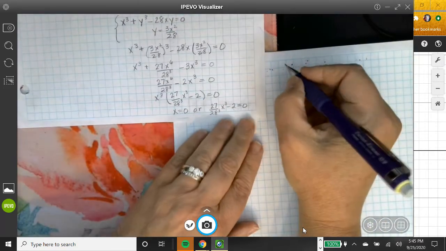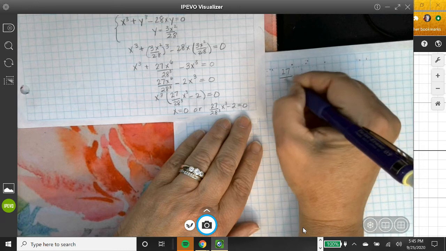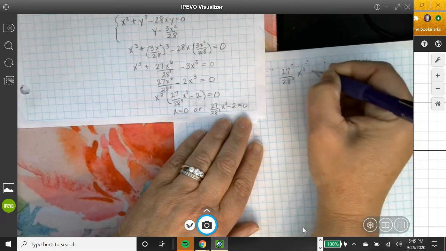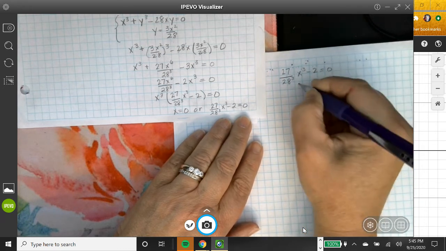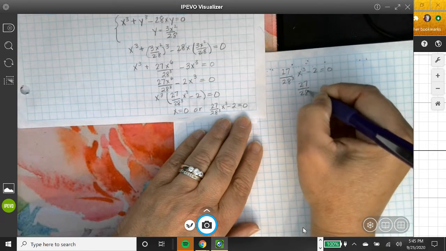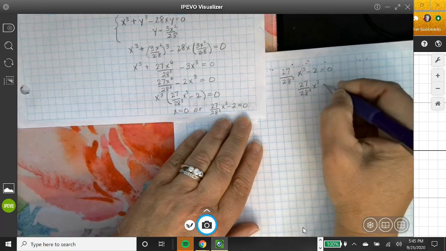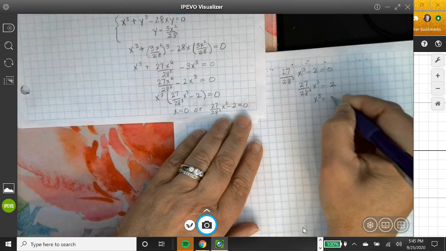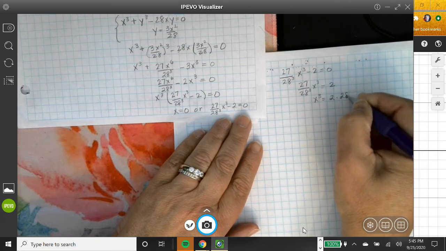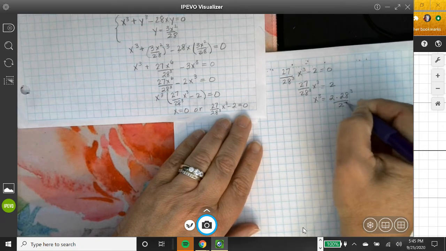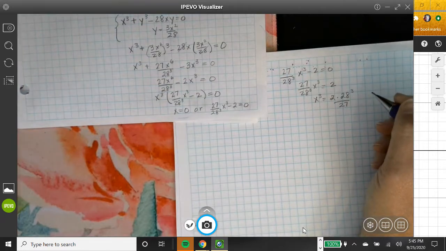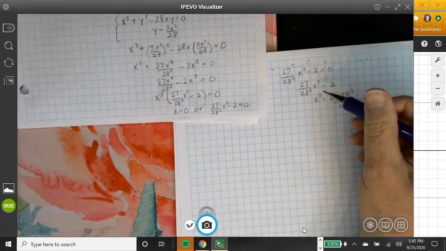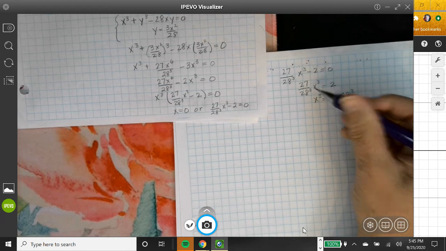So I'm going to solve this equation. 27 over 28 cubed x cubed minus 2 equals 0. So 27 over 28 cubed x cubed equals 2. X cubed equals 2 times 28 cubed over 27, right? Because I'm multiplying by 28 to the third and dividing by 27.